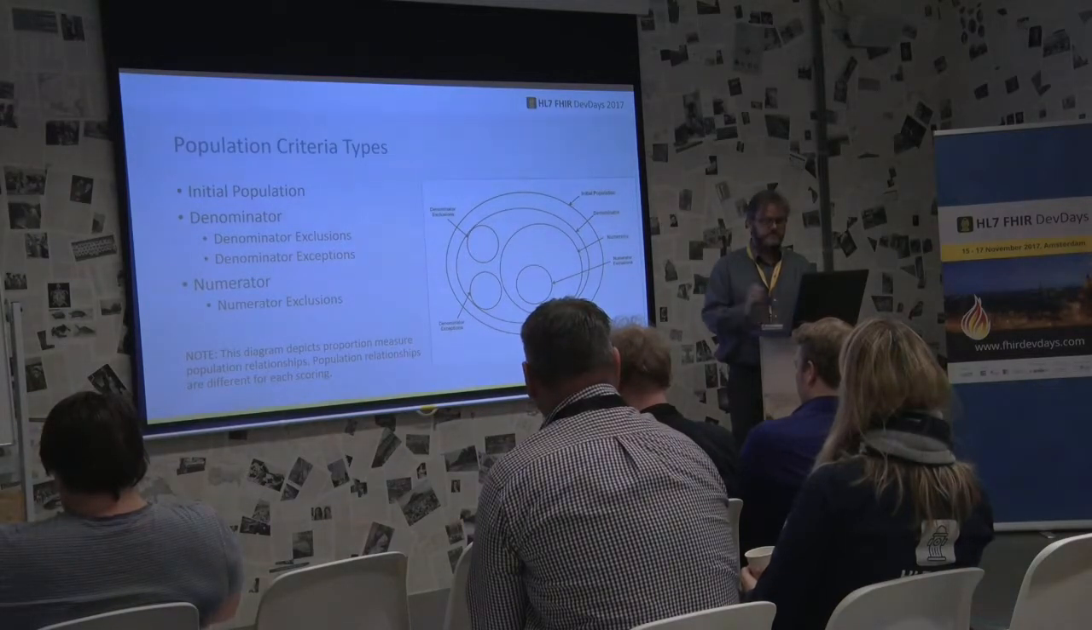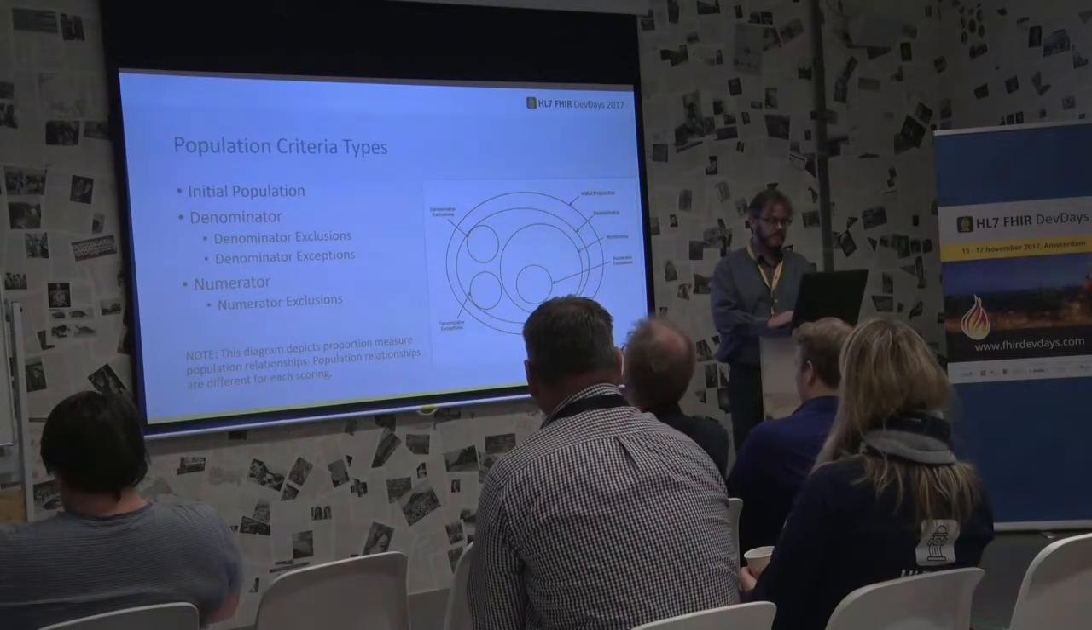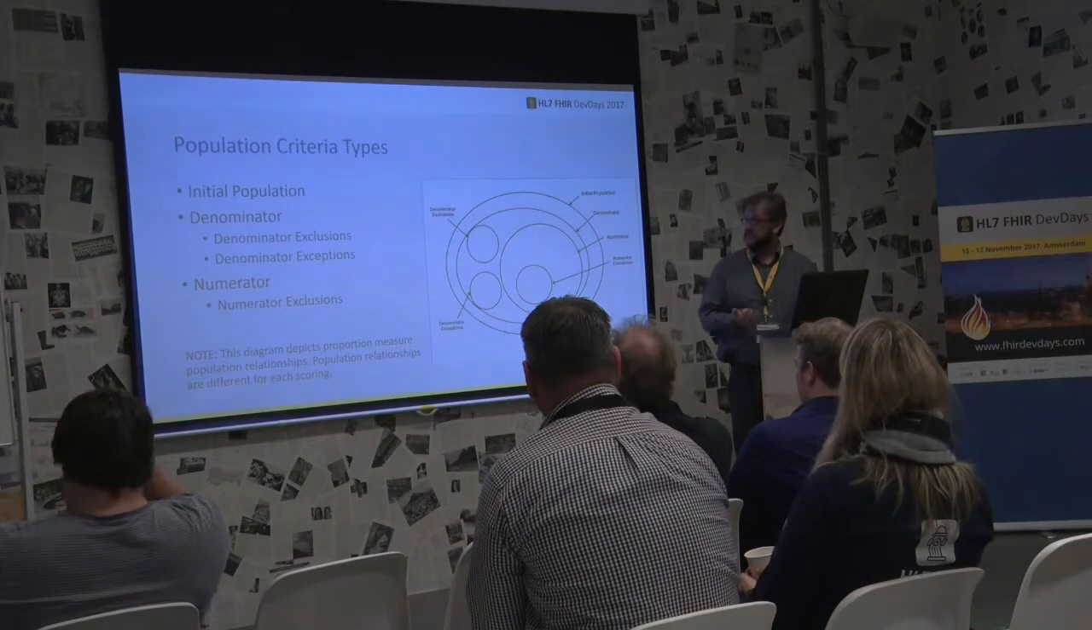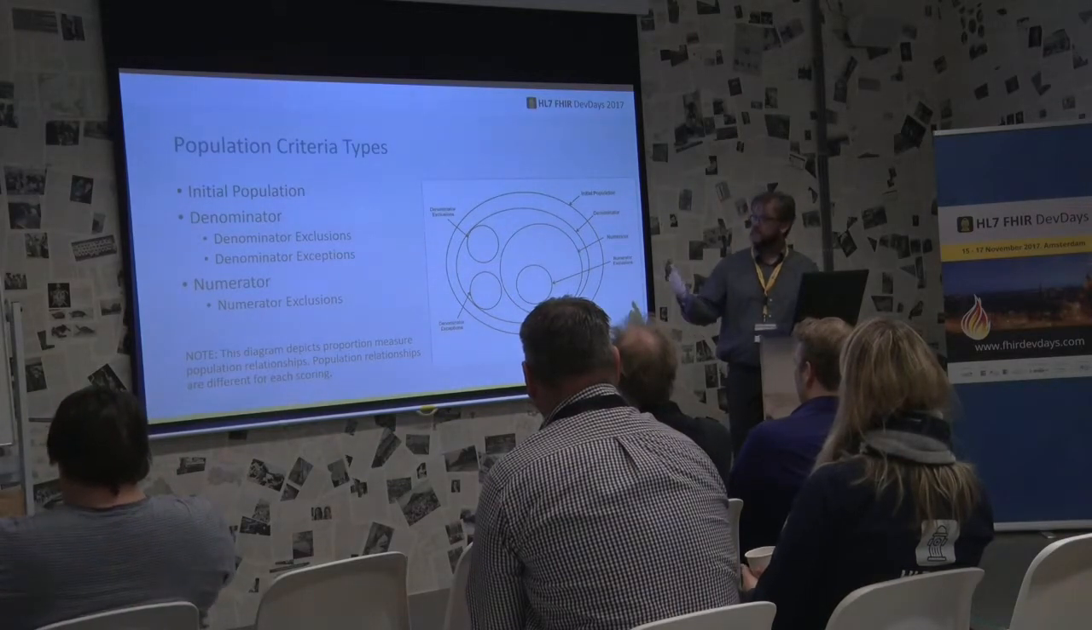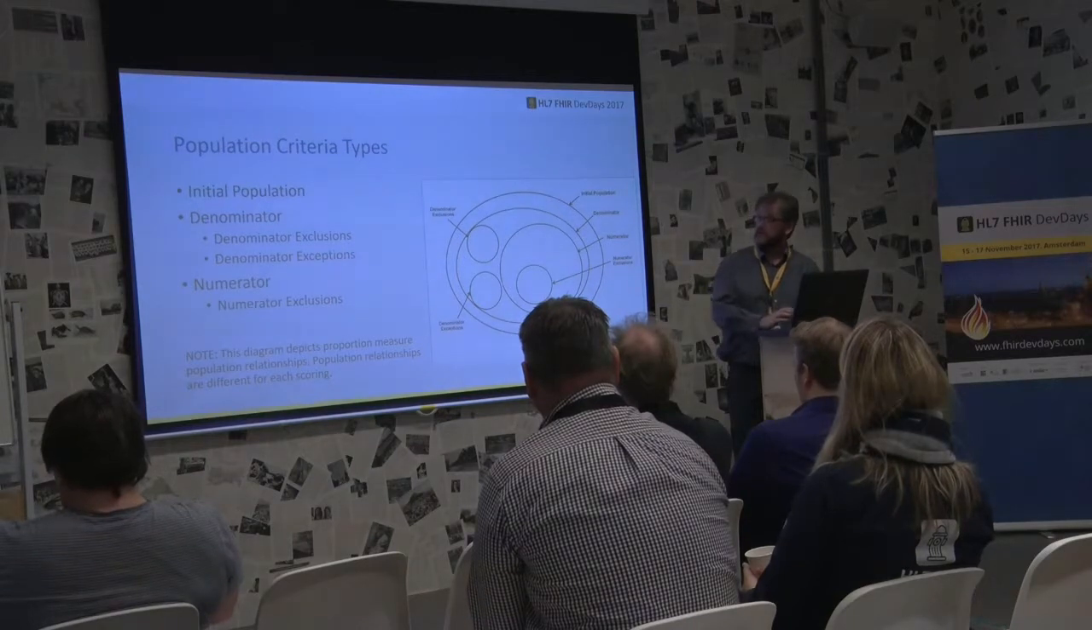Denominator exclusions just keep people out of the population. A denominator exception is a little bit different. A denominator exception means you only come out of the denominator if you're not in the numerator.